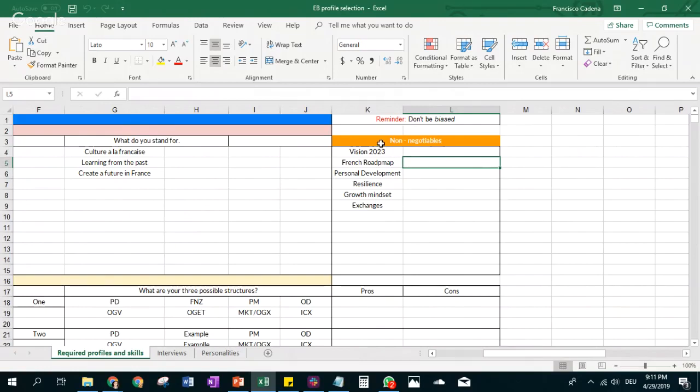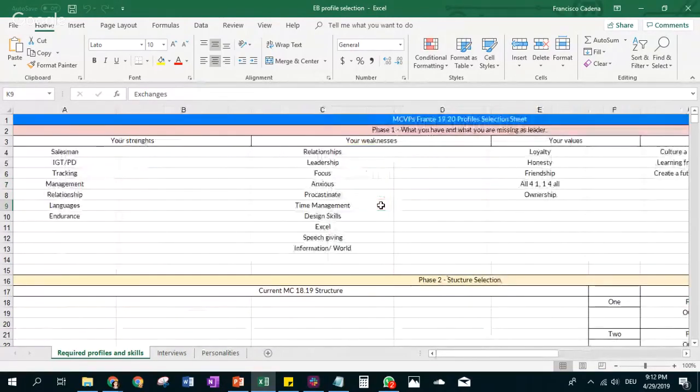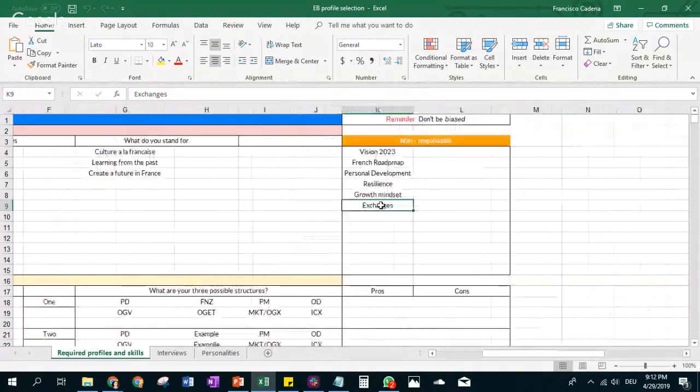So for example, here on the right part, you put non-negotiables. For example, it can be non-negotiable for me to have my bank account always clear, or have a minimum of 1,000 euros, or my non-negotiable is having an EV meeting each week. No matter what happened, this is my non-negotiable. So for me, it was growth mindset and exchanges. For me, exchanges is non-negotiable. So you will use this tool to identify what you need from yourself, and what you need in another person.